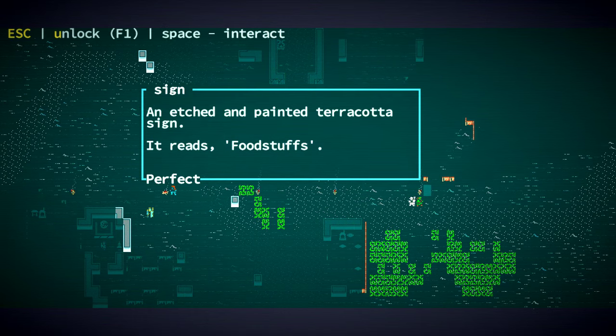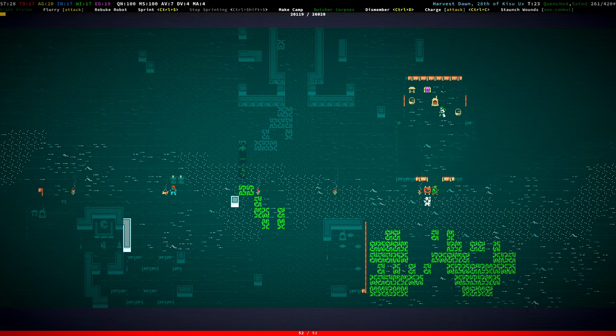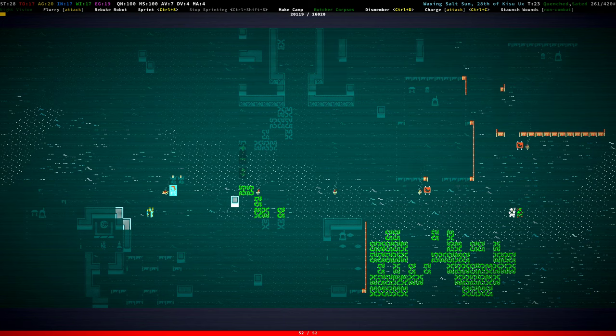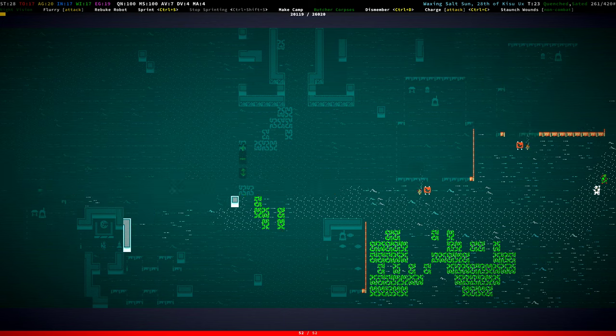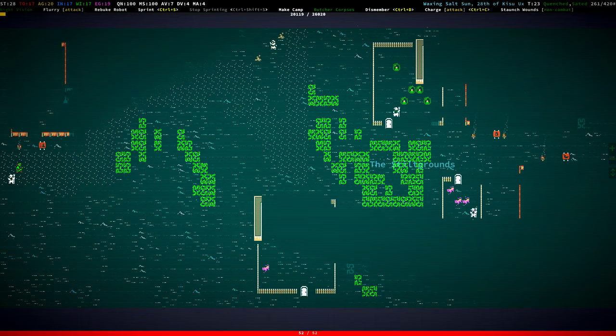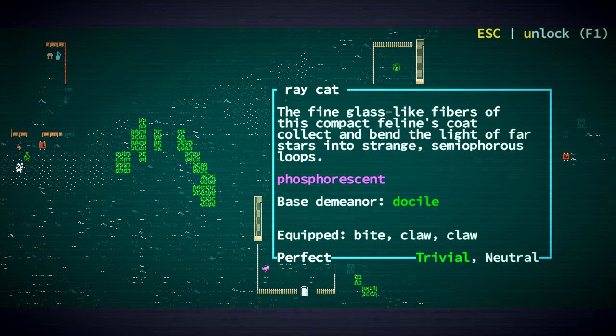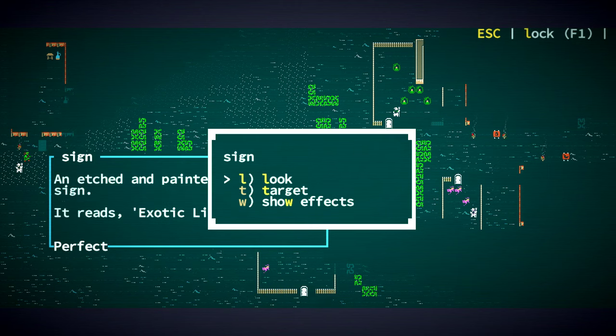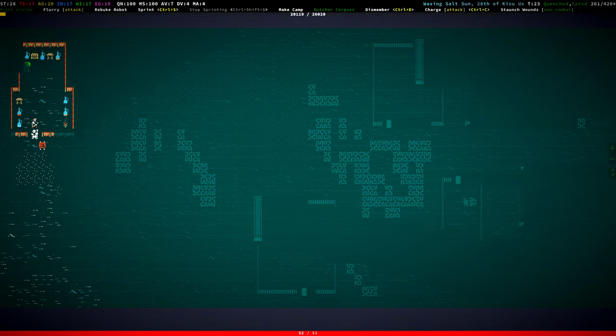There are tons of shops like this. Here's one that sells food. There are all kinds of shops that sell all kinds of things around here. There's another food shop. And we'll check it out. I think it's a 3x3 area of shops and townsfolk. No. This is exotic liquids. So, like, let's check that out.